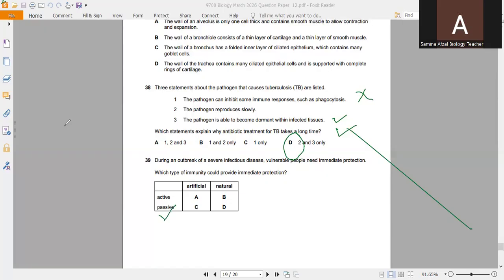So artificial versus natural, which one would it be? Because the antibodies are intentionally introduced to vulnerable people as a medical intervention, it is classified as artificial. So C is the correct option. It cannot be active. It cannot be A. So C is the correct option.